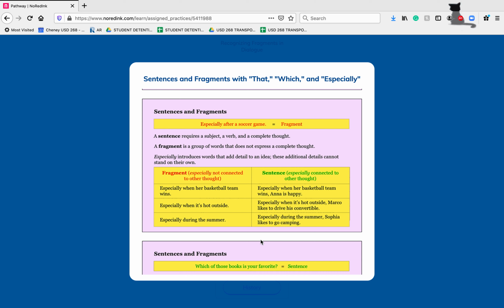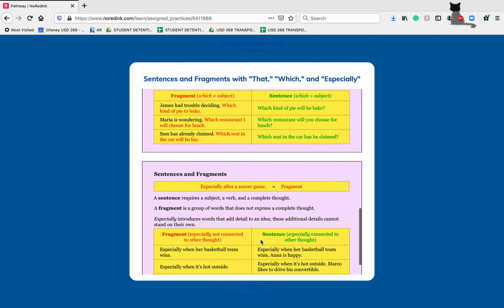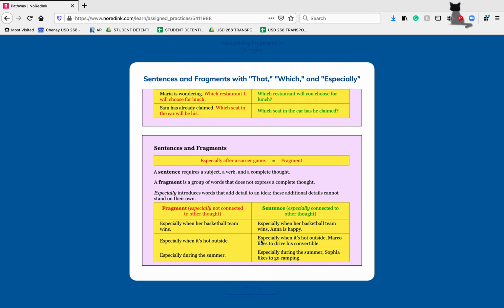Looking at the word especially, it needs to be connecting other thoughts. So, especially when our basketball team wins, Anna is happy. Those are our two things that are connected. If I have especially when her basketball team wins, we don't know what that other thing is. Like in this one, we know that she's happy. Or especially during the summer, Sophia likes to go camping. It's because of these two things that are connected with that word versus just having one thing hanging. That's what makes those a fragment. And then it's just going to show which and especially.